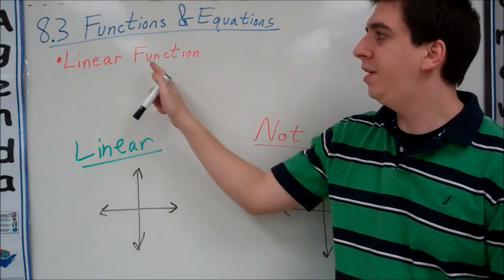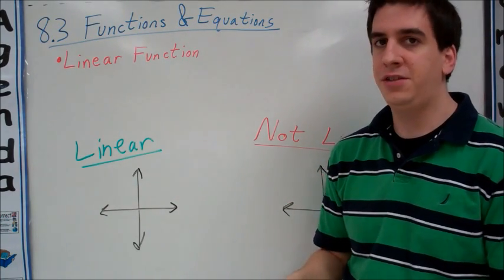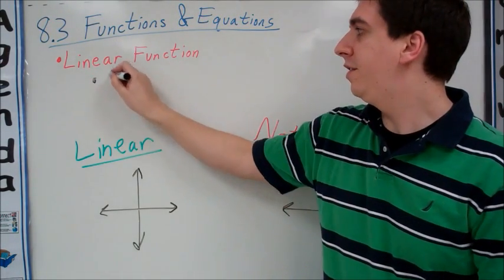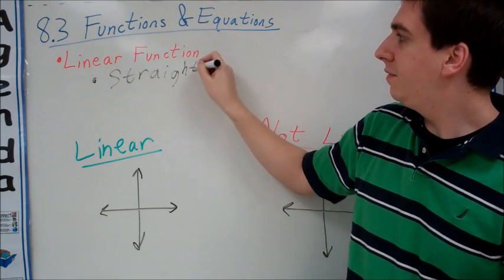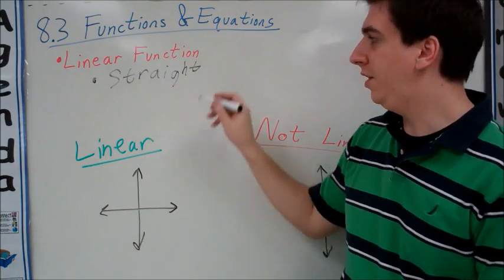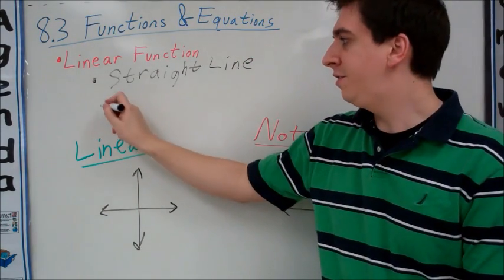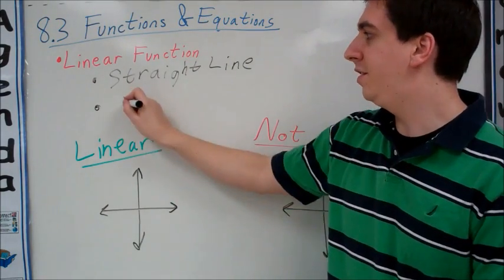And more specifically, we're looking at the linear function. A linear function has two aspects to it. The first is that it creates a straight line. The second is that because it's a straight line, it's increasing at a constant rate. Or if it's negative, it's decreasing at a constant rate.